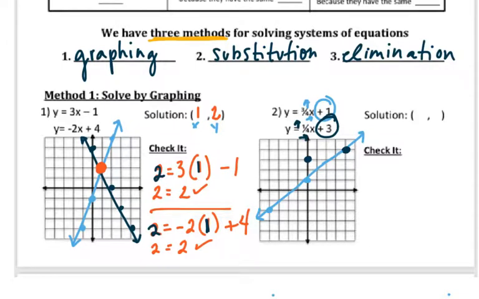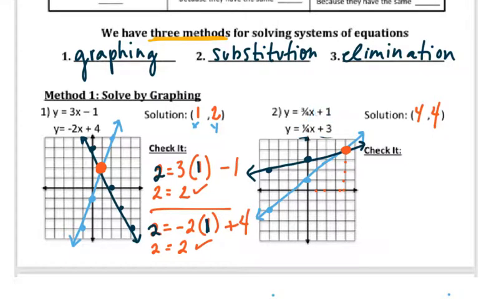Same thing the other way. Down 1, 1, 2, 3, 4. My solution is the ordered pair where my 2 lines cross, which was right here. So it went to the right, 1, 2, 3, 4, and then up, 1, 2, 3, 4. So my solution, my ordered pair, is (4, 4).